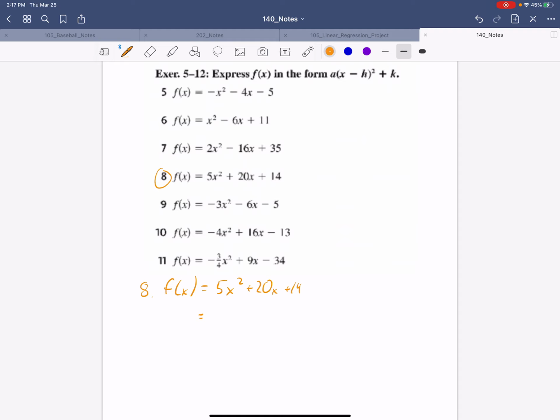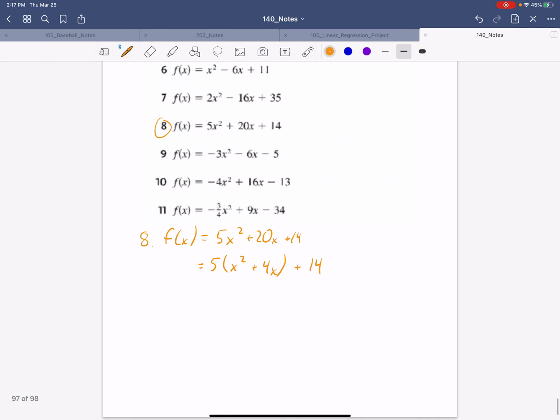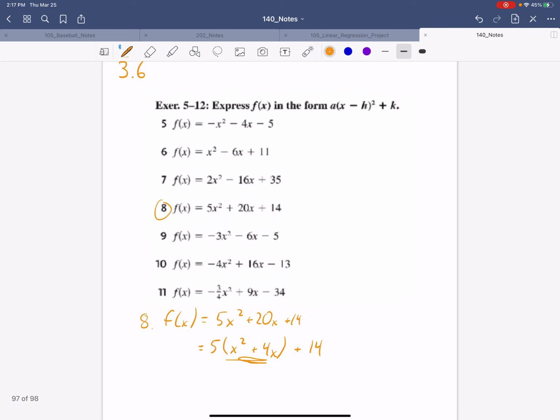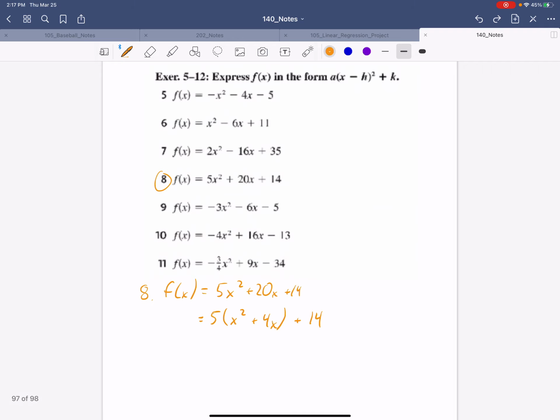So since we want to get it in the form a times x minus h quantity squared, the first thing we're going to do is factor out that 5 from the first two terms only. Leave the plus 14 alone for now. Now, because we want to turn this stuff in the parentheses into something squared, we need to complete the square. This problem is really just an exercise in completing the square.